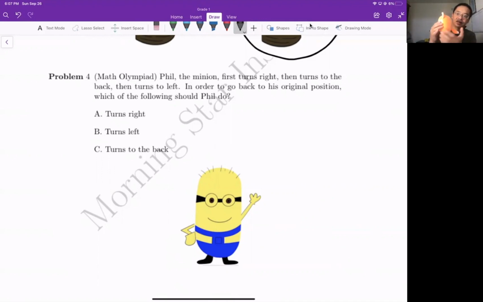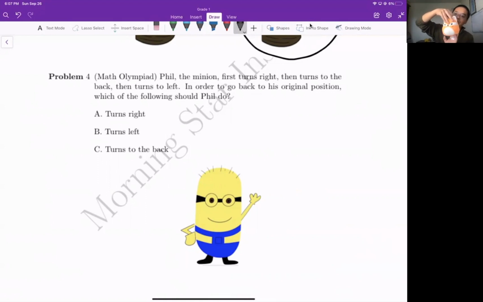And then turn to the back. And then turn left. Remember, this is the right, this is the left, then turn left. Now it is facing me, okay? After the 3 movements, now we need to go back to the original position that's facing you. How should you do it? It needs to turn to the back.